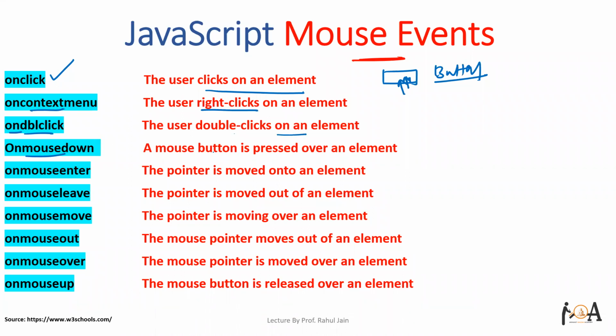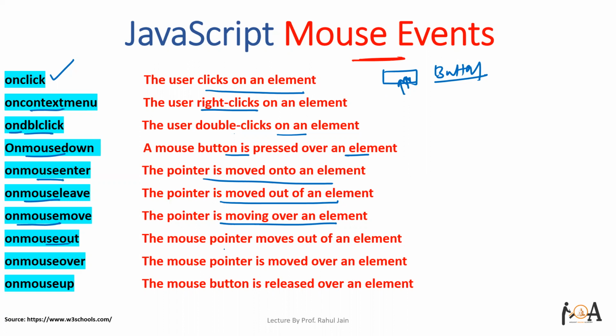And then onmousedown, a mouse button is pressed over an element, and thereafter we can see the purpose of that. Onmouseenter, the pointer is moved onto an element. If you use onmouseleave, the pointer is moved out of the element. If you are using onmousemove, then the pointer is moving over the element, and when your cursor is on that particular button, you are going to see the output, and when you remove it. So basically, when you put your cursor on that particular button or element, you are going to see that your task is executing.